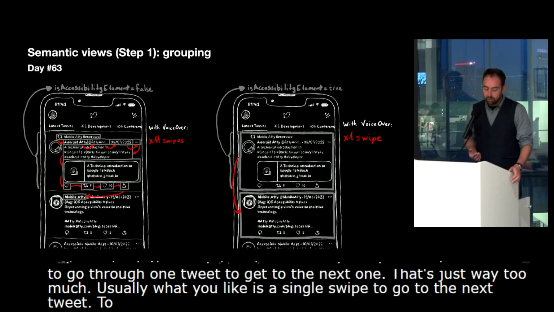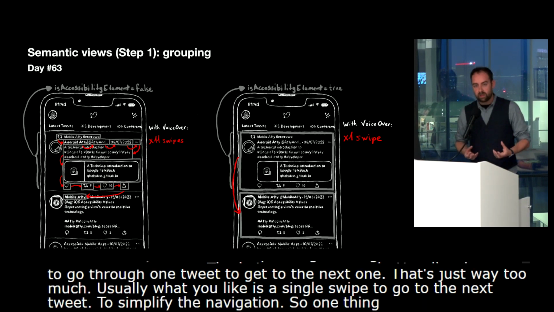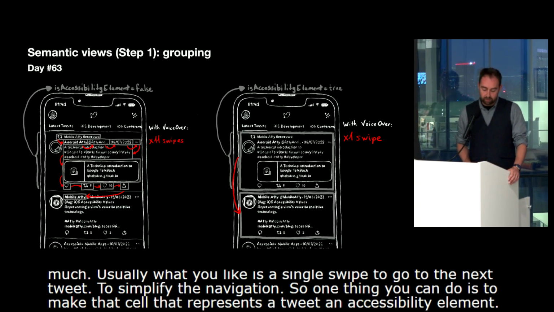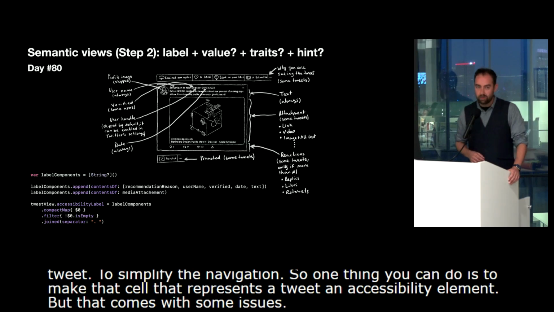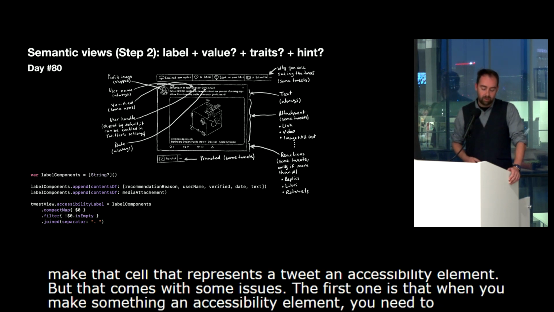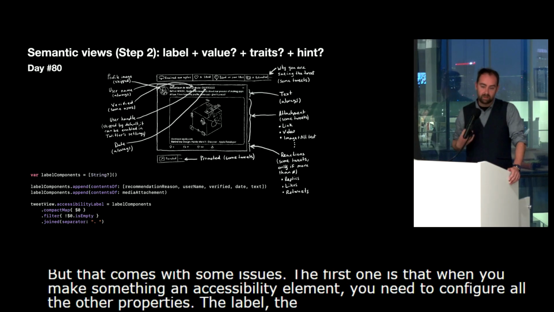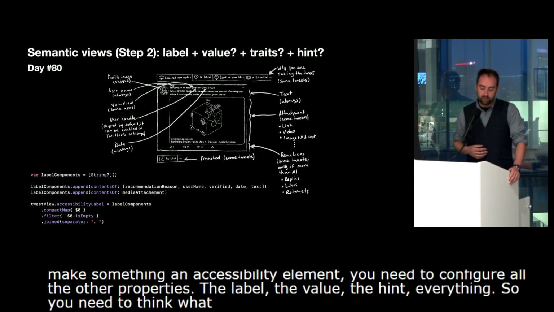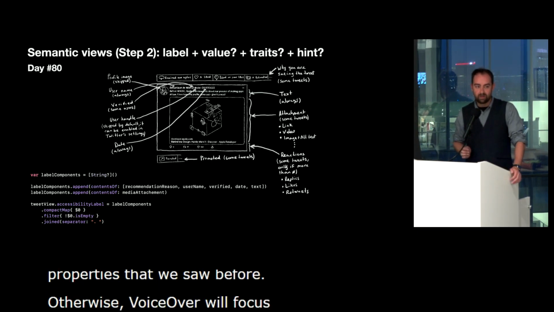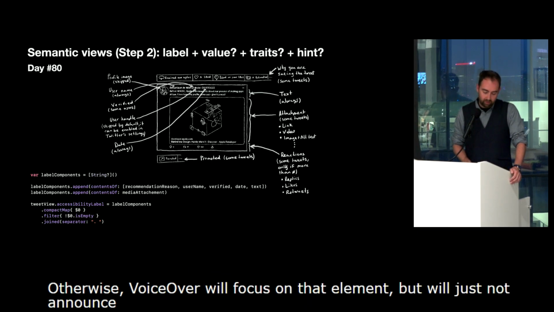So one thing you can do is to make that cell that represents a tweet an accessibility element. But that comes with some issues. The first one is that when you make something an accessibility element, you need to configure all the other properties, the label, the value, the hint, everything. So you need to think what makes sense to configure in each one of the properties that we saw before. Otherwise, VoiceOver will focus on that element, but will just not announce anything. So that's something important to know.